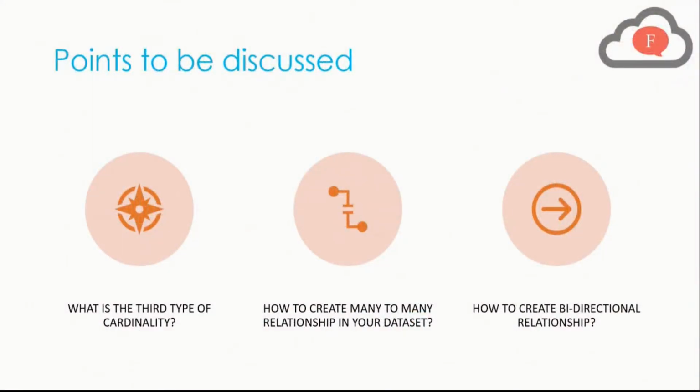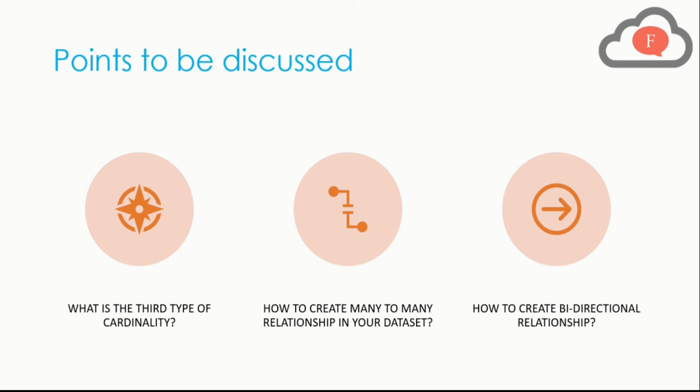In this video, we will particularly talk about 3 points. In the first point, we will talk about what is the third type of cardinality. I hope you already got the answer from the title of this video, which is many to many relationships. So the third type of cardinality is many to many relationship. You may have to understand the depth of it. For that, you have to continue this video. In the second point, we will talk about how to create many to many relationship in our data set. In the third point, we will talk about how to create bidirectional relationship in your data set.